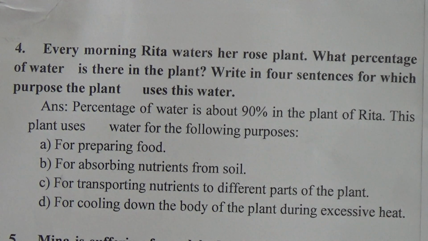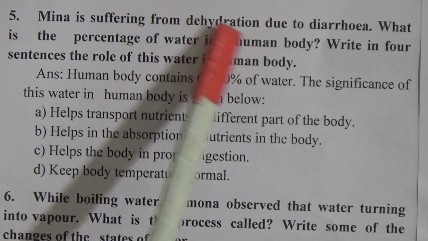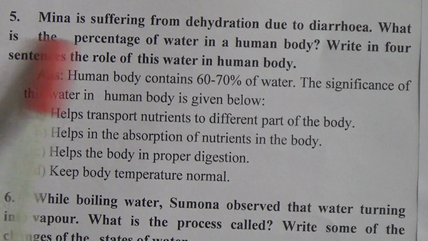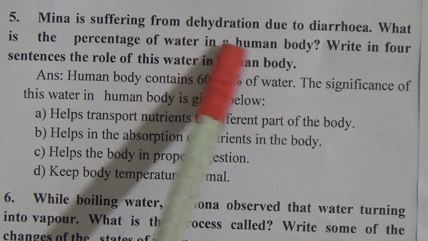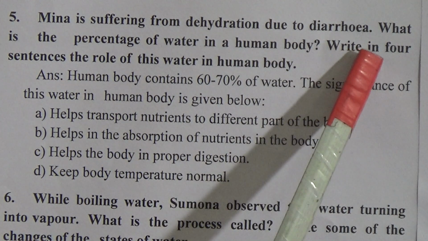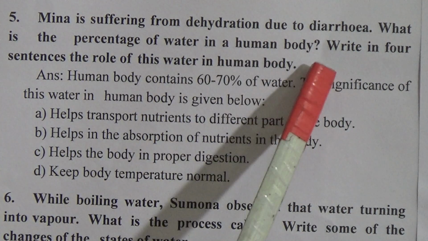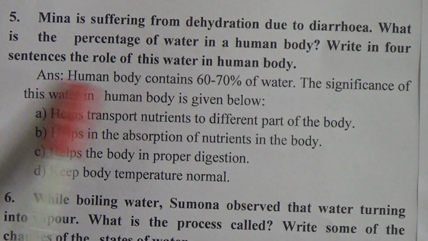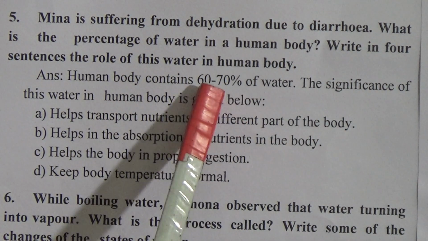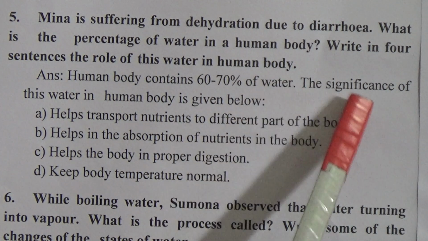Come to the next question. Meena is suffering from dehydration due to diarrhea. What is the percentage of water in a human body? Write in 4 sentences the role of this water in the human body. The answer is: the human body contains 60 to 70% water.